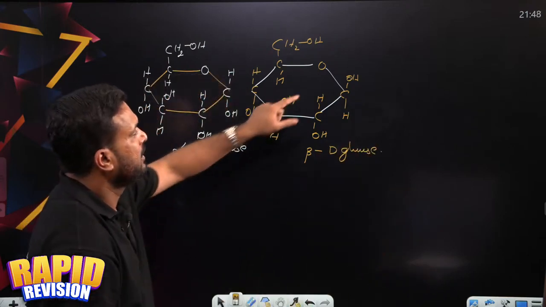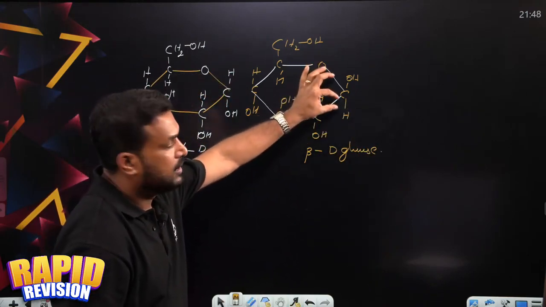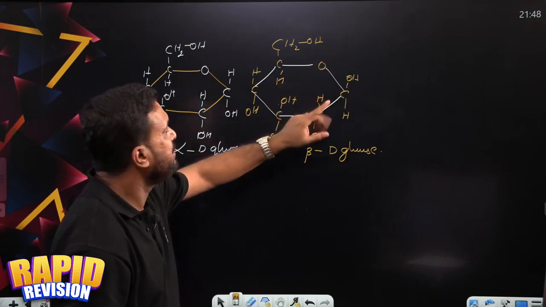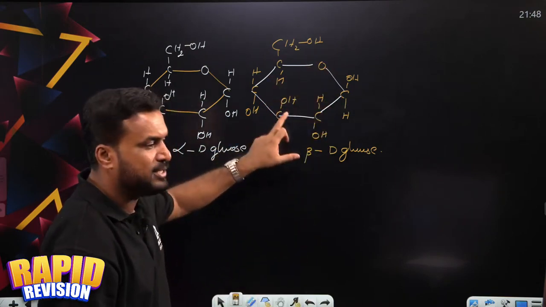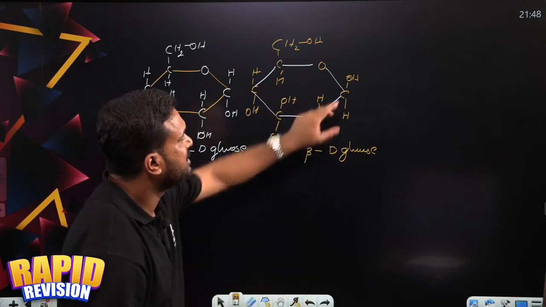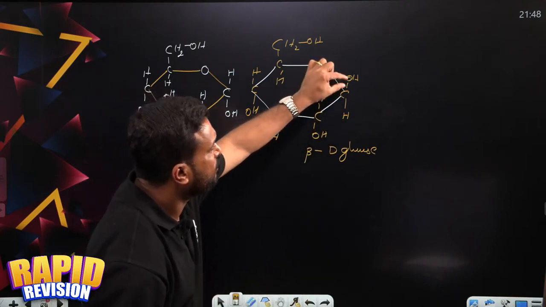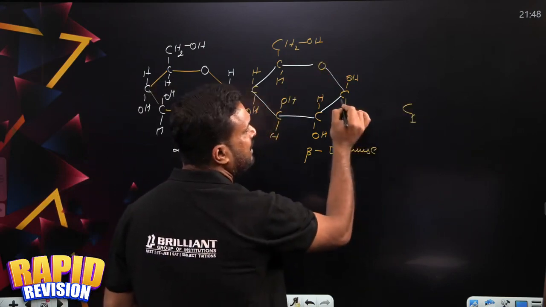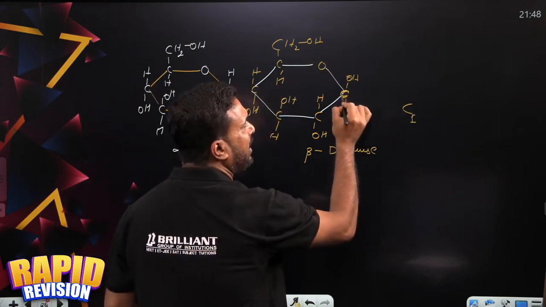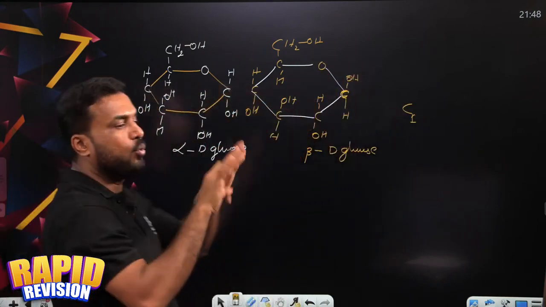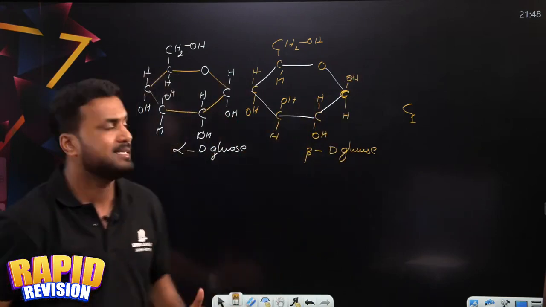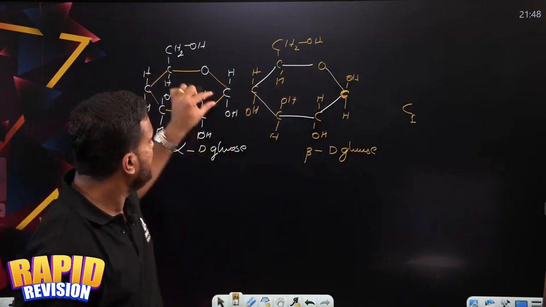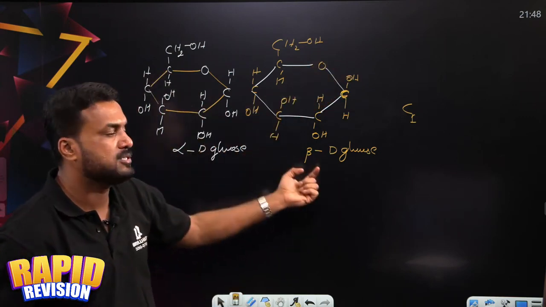So what are anomers? Anomers are sugars, meaning carbohydrates or saccharides, which differ only by the orientation of the OH group at C1. C1 means carbon 1. This is carbon 1. So at carbon 1, if the OH groups are oriented differently, how are they oriented differently? Here OH is on top, here OH is down. That is called alpha, this is called beta.